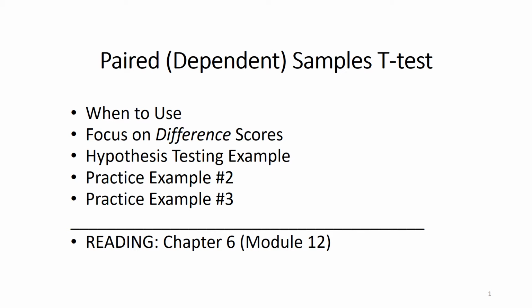So what we're going to cover is when to use it. We're going to focus on something called difference scores, which play an integral part of the paired t-test. Then we're going to go through a hypothesis testing example, and then I will finish up with a couple other examples you can walk through on your own. The reading for this particular lecture is Chapter 6, Module 12 from the 4th edition of your course textbook. Let's go ahead and get started.